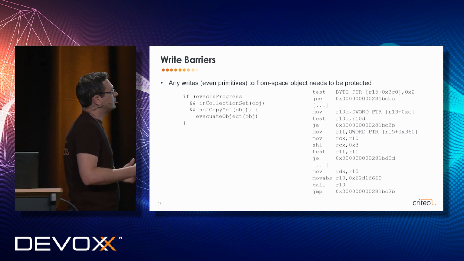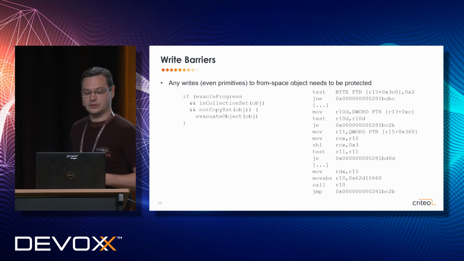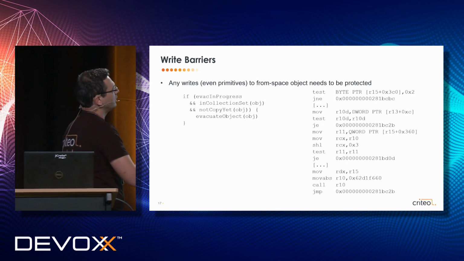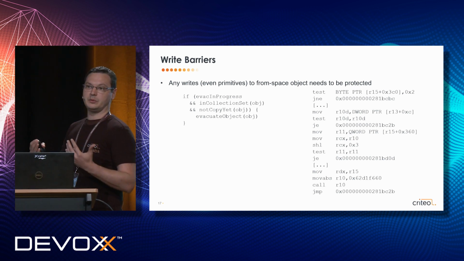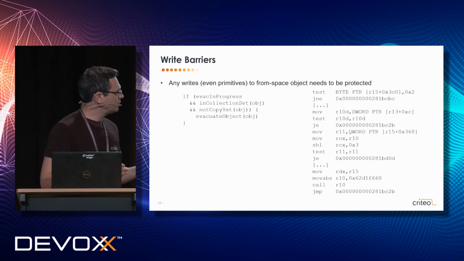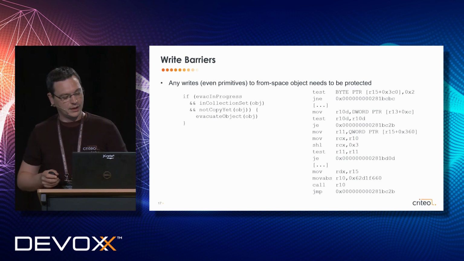So the JIT will also inject new code to deal with this. Every write will have this code. The first two instructions are the condition for whether we are in evacuation progress or not. Then another condition, and then we also have a call to a subroutine to continue and evacuate the object.